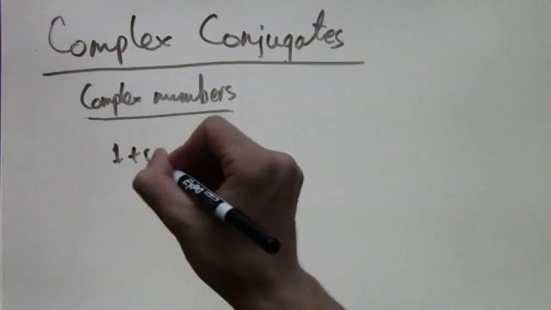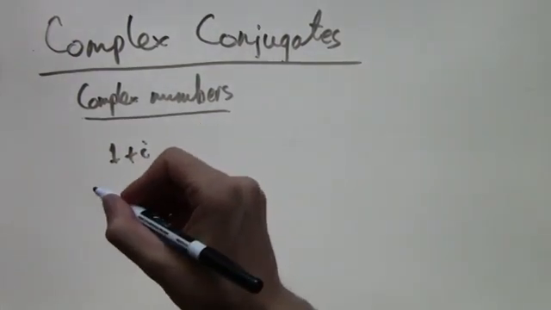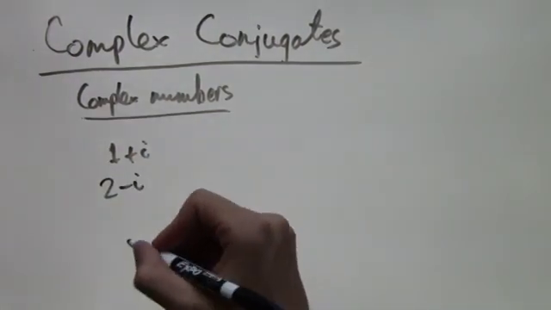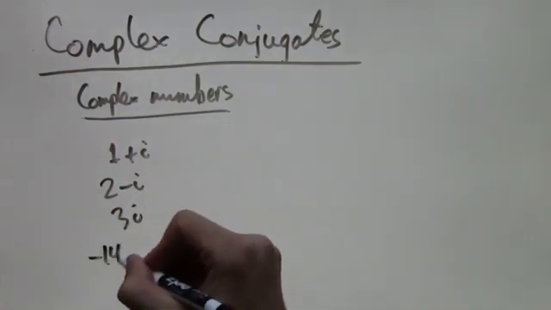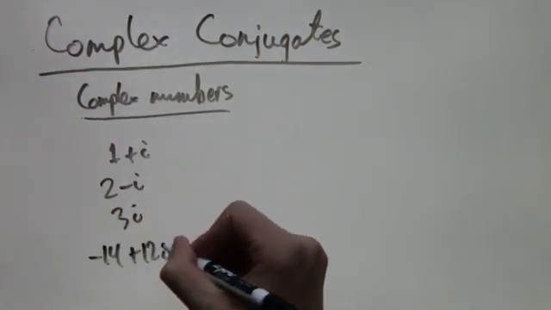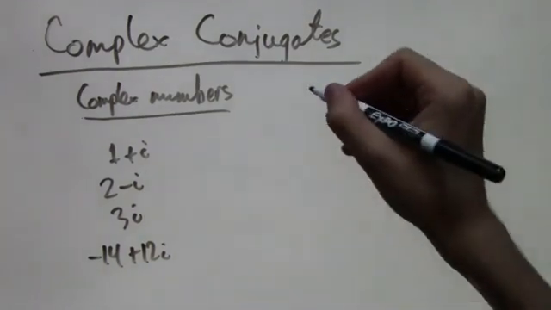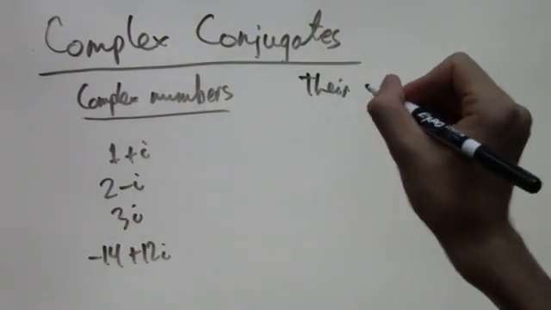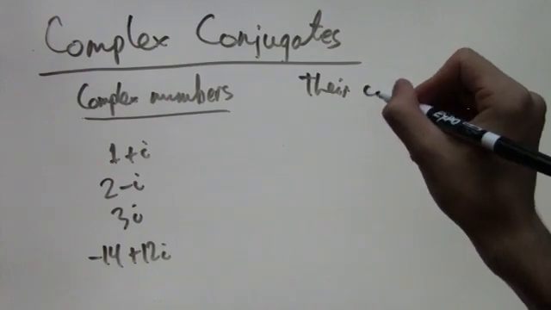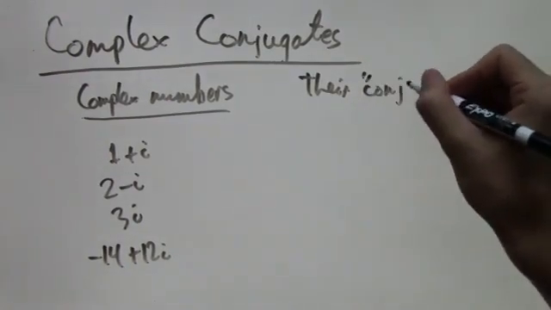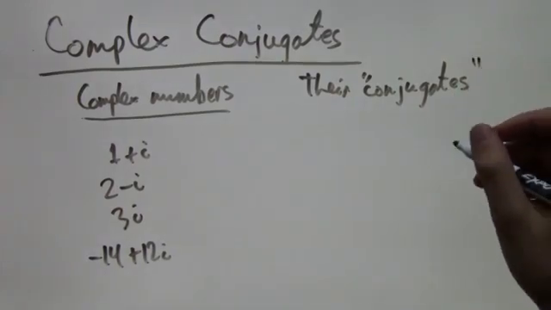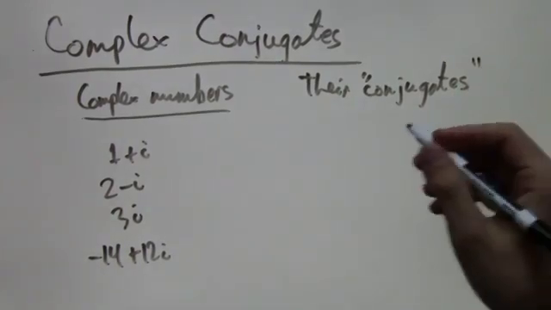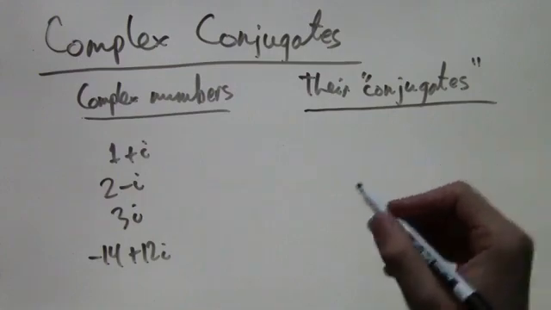So let's say we have 1 plus I, 2 minus I, 3I, negative 14 plus 12I. Each one of these numbers has a corresponding complex conjugate. It's a related number that is called the conjugate of what you started with. And how is it formed? What is it? It's actually pretty simple.